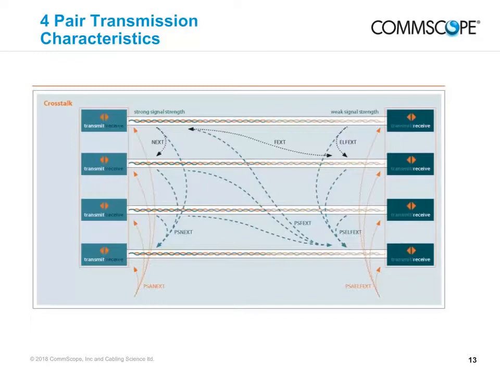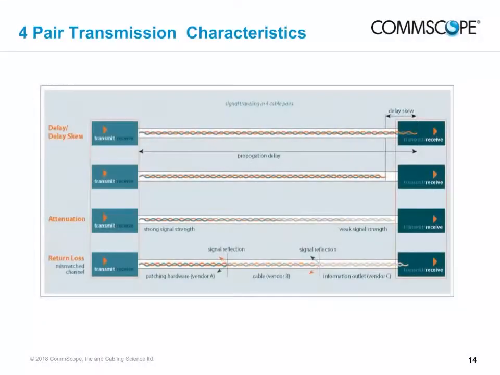This is also referred to as PSACR-F, or power sum attenuation to crosstalk ratio far end. Alien crosstalk, ANEXT, is the noise introduced into a twisted pair of a cable from pairs in adjacent cables. Higher numbers are better. Return loss, or RL, is the ratio of the signal reflected back by the cable terminated with a 100 ohm resistance to the transmitted signal. A higher number is better.